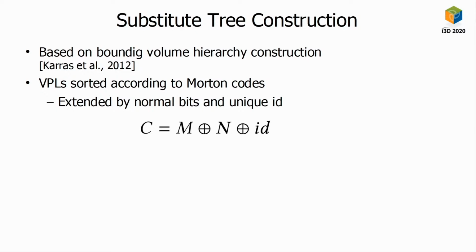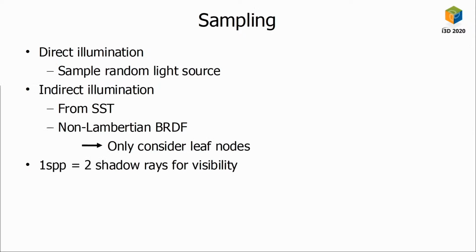We thus sort primarily according to position, since VPLs lying on the same surface will be close to each other. Secondarily, we sort according to normals to ensure that VPLs with similar normals are prioritized merge targets. To account for direct illumination, we randomly pick and sample one of the scene's light sources. For indirect illumination, we sample the stochastic substitute tree.